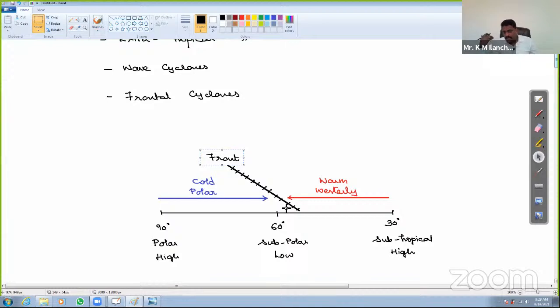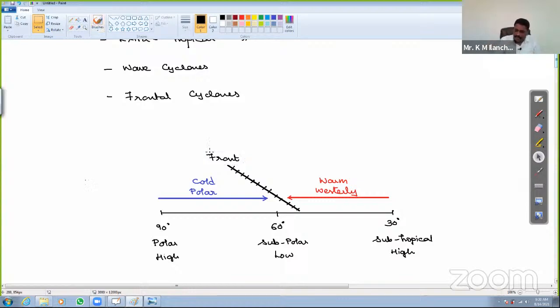A number of occasions you will come across it. For example, temperature inversion, you'll be studying about it. Frontal precipitation, you'll be studying about it. Formation of taiga forest and precipitation happening throughout the year, you'll be studying about it. Frontal fog, you'll be studying about it. Now, frontal cyclones. So this phenomenon is very, very important.